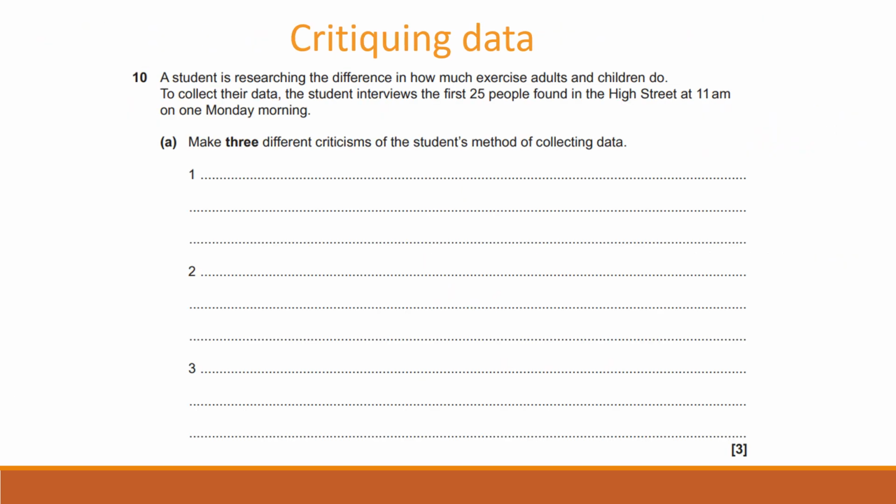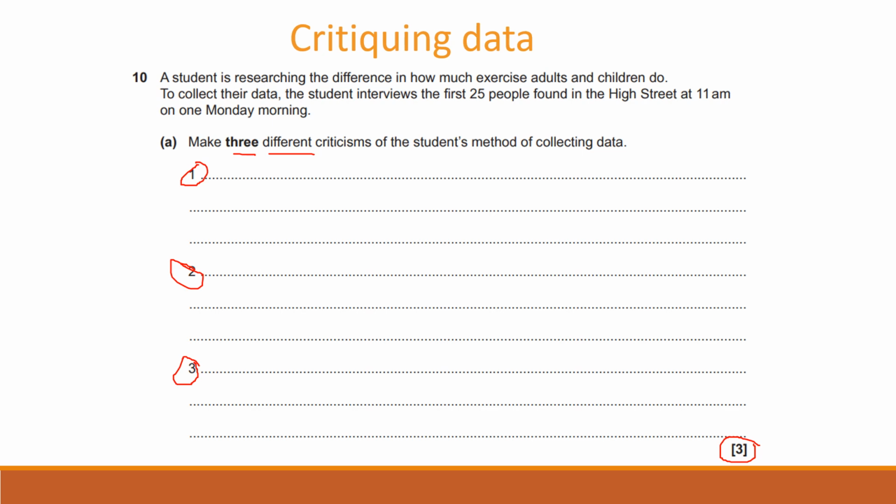Now question 10 is a critiquing question linking to the data, and there's quite a bit to read to start with, and you've got to make 3 different criticisms of the method that the student has used. Now down here in the bottom right hand corner you can see the question is out of 3 marks, so you get 1 mark for each statement that you write correctly. So you've got 3 statements you can put in here, number 1, number 2 and number 3. So you've got to give 3 different points, and make sure that they are 3 different points as it says in the question, and it does highlight the word 3 for you to do 3 different points.